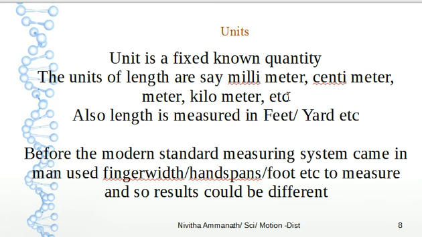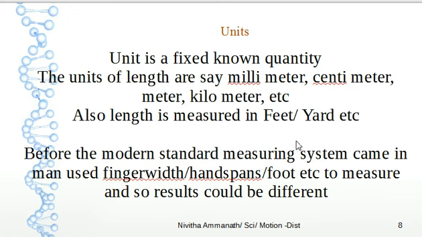Likewise, when you are measuring volume, milliliter will become centiliter and then will become liter. When you measure length, millimeter will become centimeter and then will become meter. So 100 centimeter is 1 meter. 10 millimeter is 1 centimeter, like that. Kilo means 1000. Centi means 100. Length can also be measured in feet or yard.